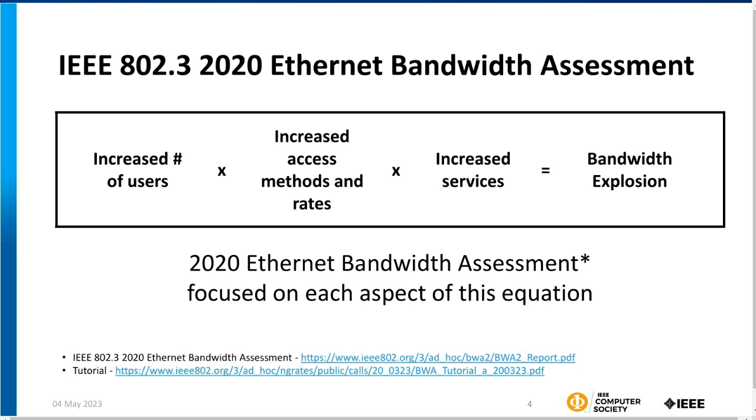So rather than trying to base it on pure bandwidth numbers, what we do is look at this equation, which we have found to be very fundamental to the growth rates over the past three speed jumps. Basically, it's the number of users times the different access methods and rates times the services, and any one of these or all of these together combine to create a bandwidth explosion.